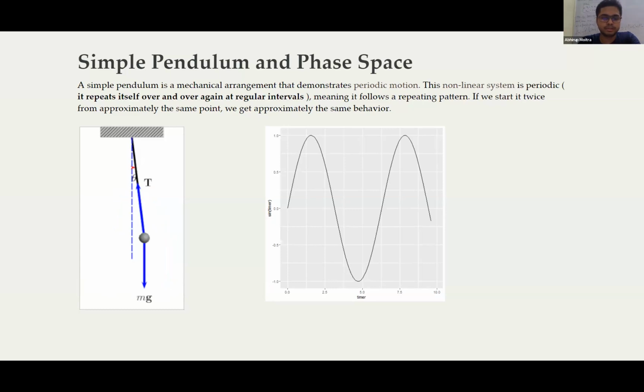Is it visible? We can see the screen with the simple pendulum and phase space, but I don't know. Is there any animation you're trying? It's an animated video I'm sharing. No, it is not sharing. Okay, let me share it with you once.